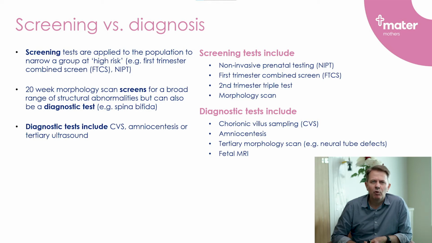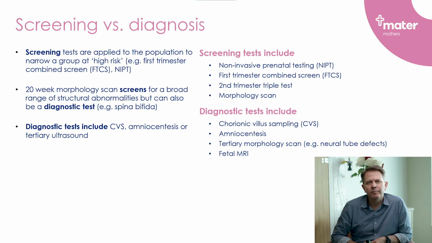A 20-week morphology scan screens for many structural abnormalities, but can also be a diagnostic test, for example, in the diagnosis of spina bifida. Other tests like CVS and amniocentesis are the more traditional diagnostic tests that we employ, where screening tests are positive.